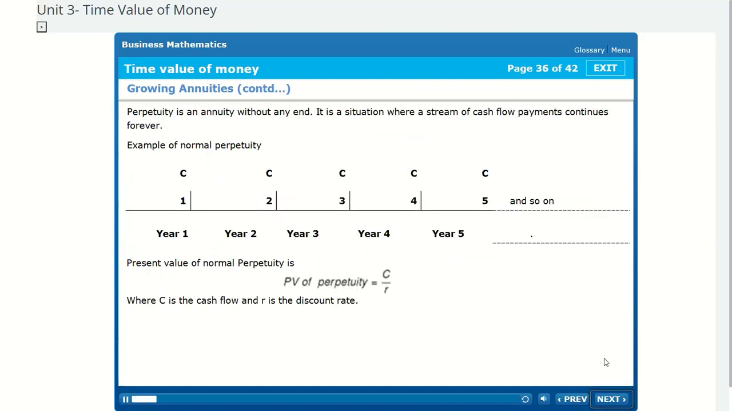Growing annuities, continued. Perpetuity is an annuity without any end. It is a situation where a stream of cash flow payments continues forever. Example of normal perpetuity. Present value of normal perpetuity is where C is the cash flow and R is the discount rate.